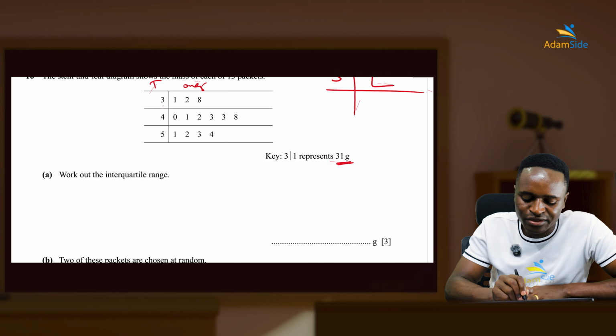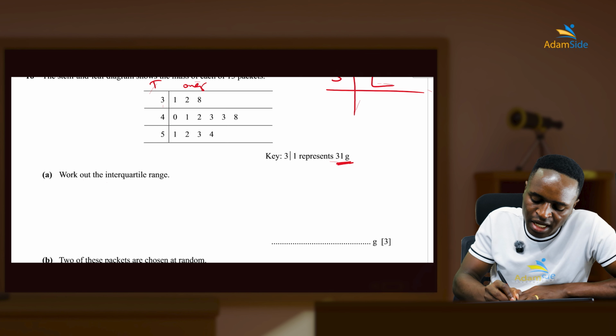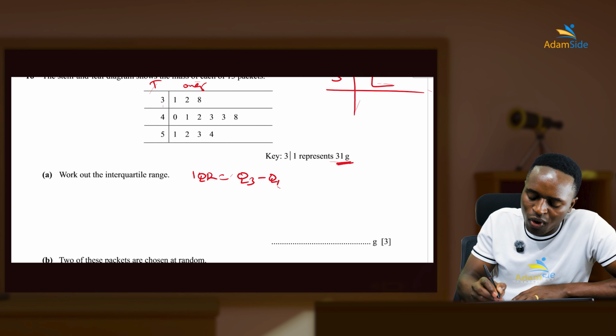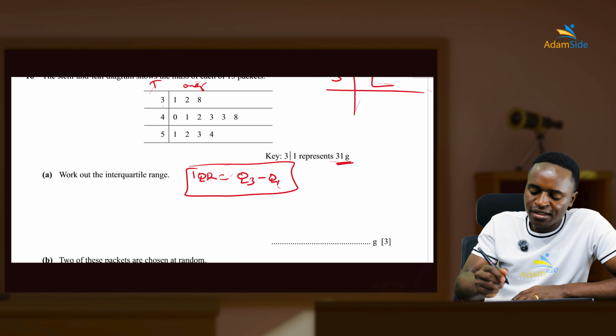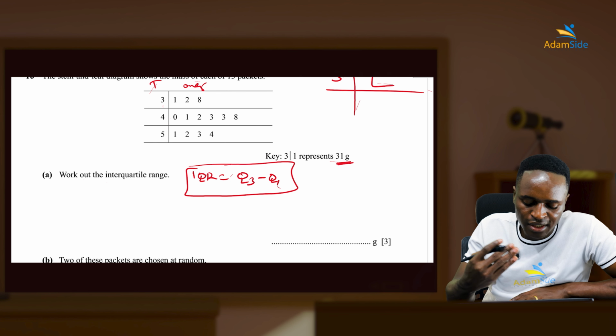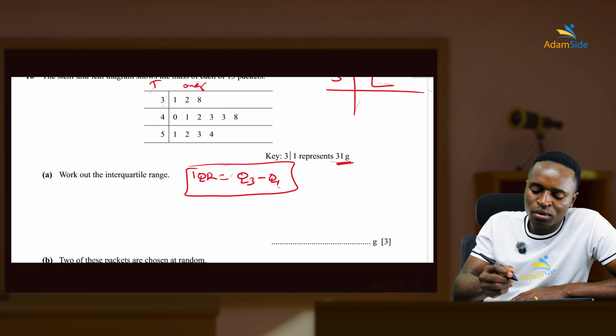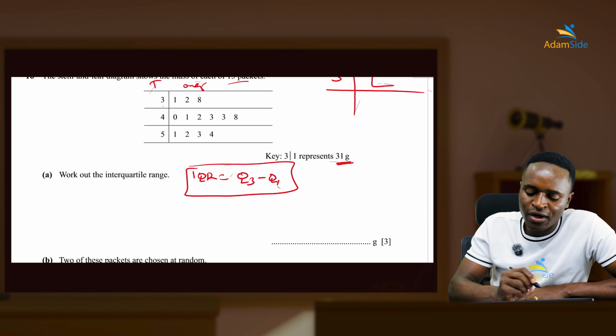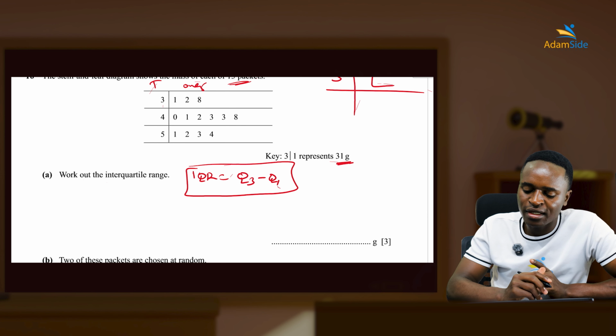Work out the interquartile range. The interquartile range, IQR, is always equal to Q3 minus Q1. To find this, we need to know how many numbers we have, and what the first quarter, second quarter, and third quarter are. And we know our count is not even, it is odd.